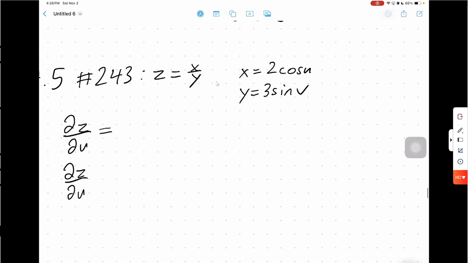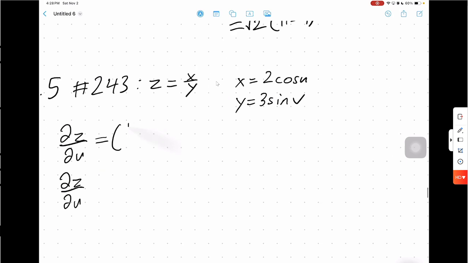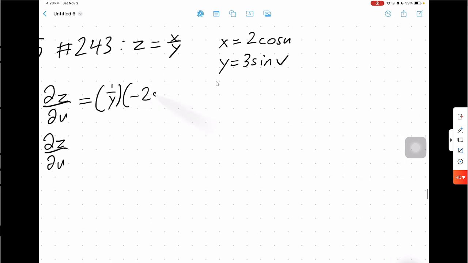So first we're going to start with the partial with respect to x of z. Partial of z with respect to x is just going to be 1 over y. Partial of x with respect to u, which is negative 2 sine u. Plus, now the partial derivative of y with respect to u is actually equal to 0, so I can just stop right here.